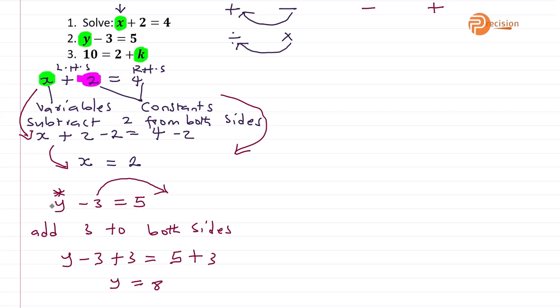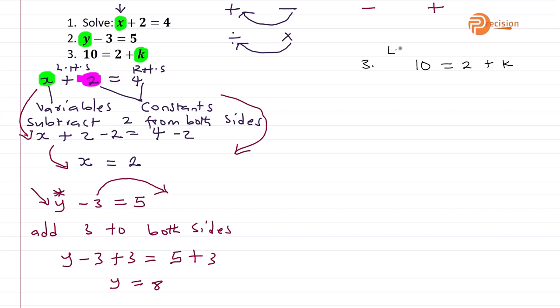So let's check. If you bring it into this place now, if y is 8, because they say y is equal to 8, if y is 8, 8 minus 3 is equal to 5. It makes sense. That's very simple. For the last one, which is question number 3, you have 10 is equal to 2 plus k. Now this one looks a little bit confusing, but it's actually the same thing, nothing different.